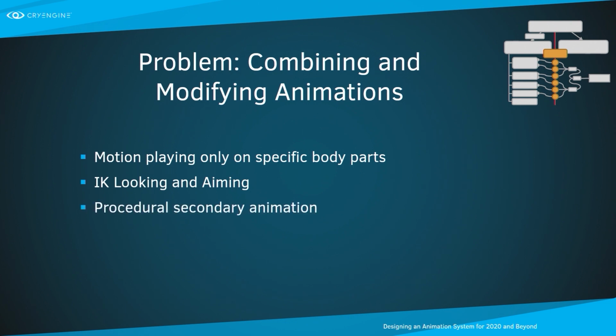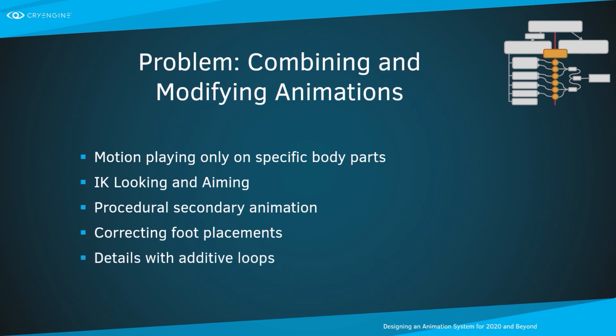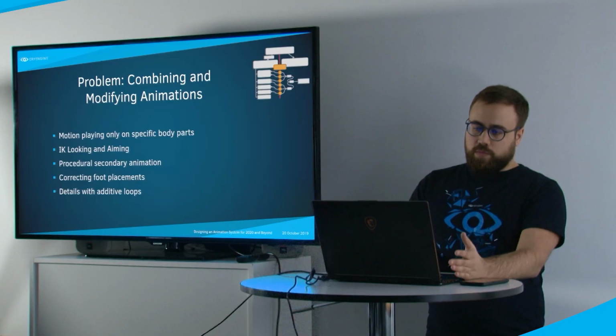Maybe the character has a ponytail, or has something attached to his vest, and we want to animate it using procedural logic instead of having the animators author this. Maybe you want to correct the foot placements of the character as he moves around. Or maybe you want to add some details using additive animation, for example, for breathing. So what do we do?